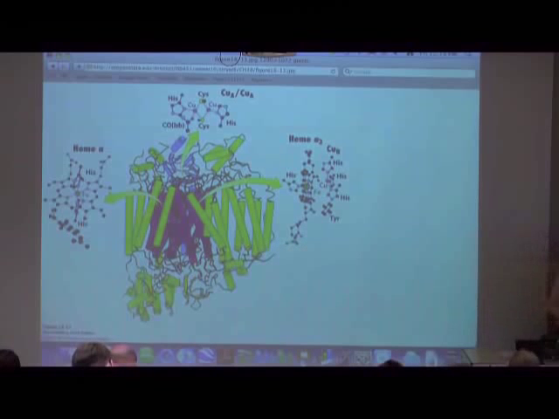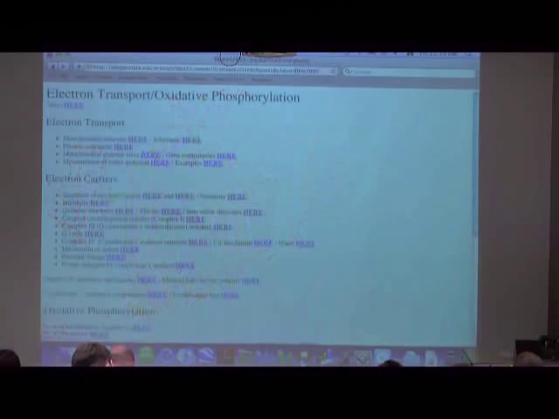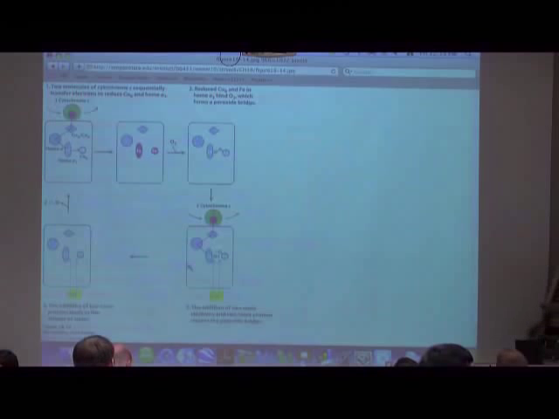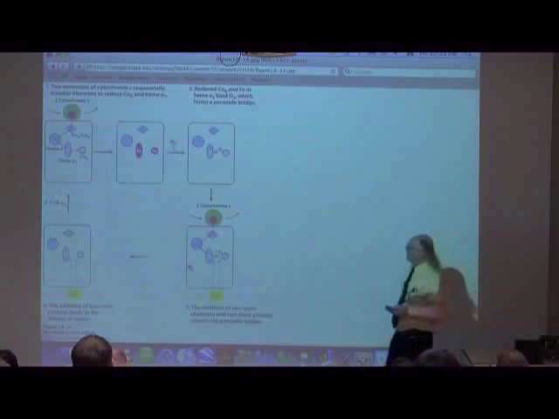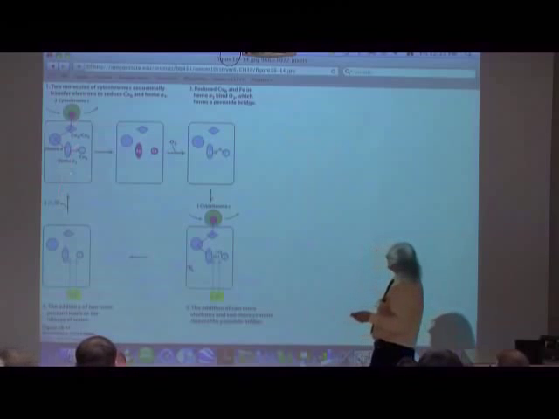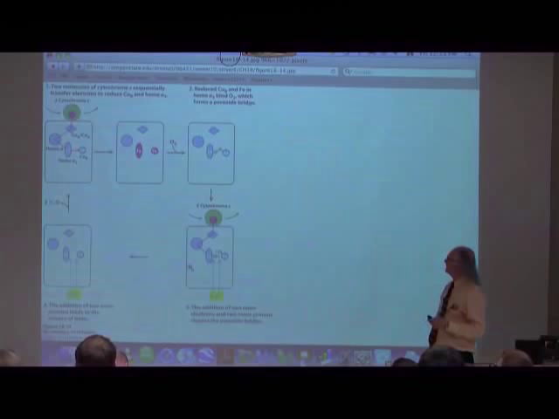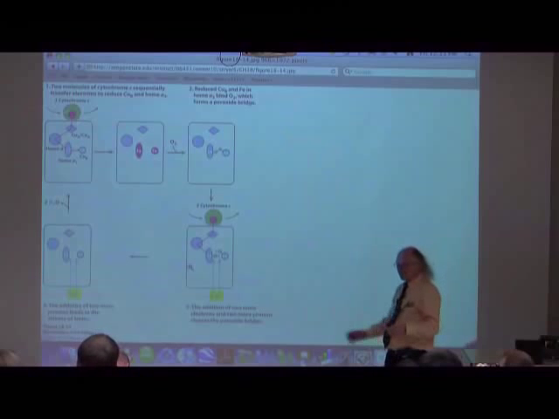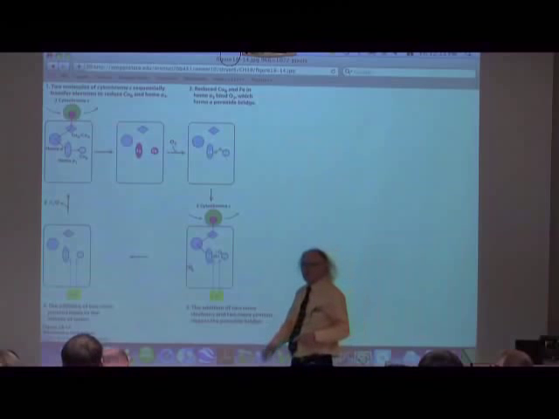Now, I'm going to show you briefly how electrons pass through there. It's not quite as complicated as the Q cycle, okay? But I'm going to step you through it. Here's complex 4, all right? Now before I tell you this whole process, I need to tell you what's going to happen.